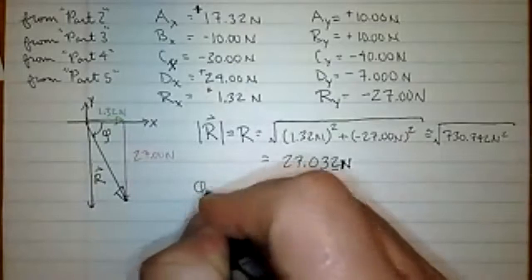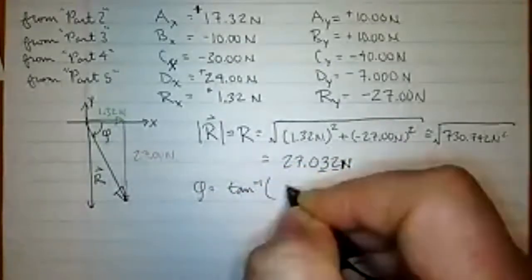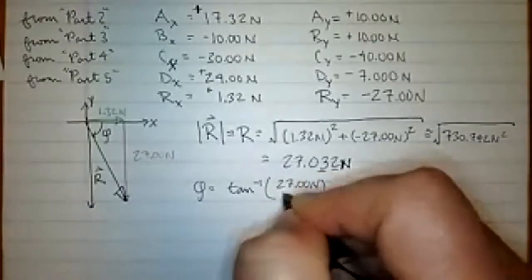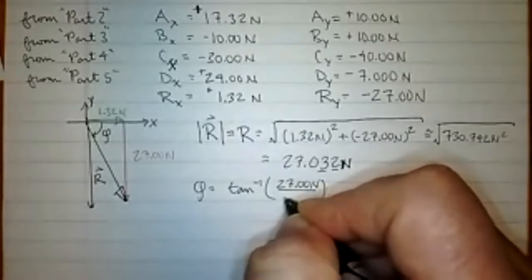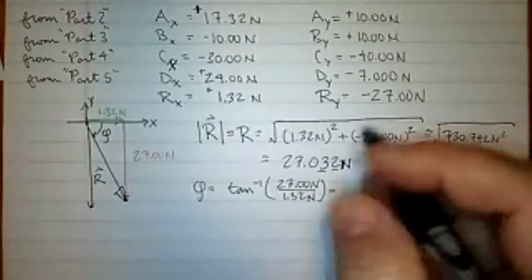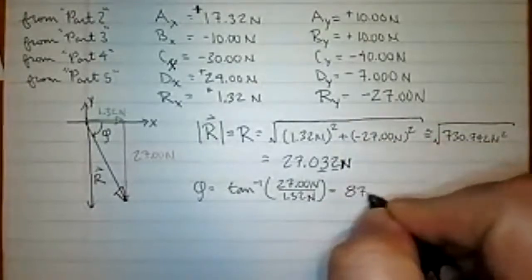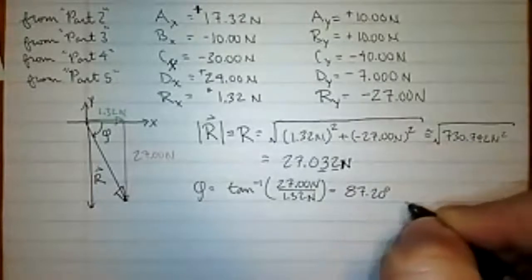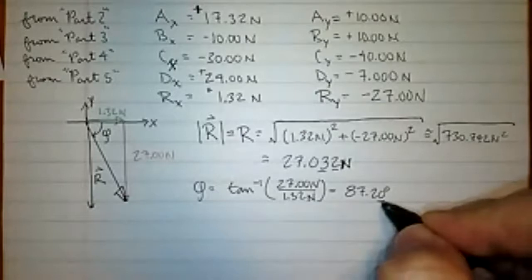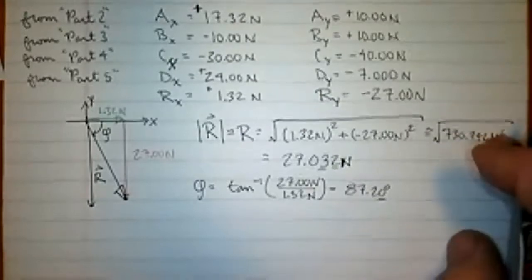So I'm going to say phi is equal to the inverse tangent of opposite, which is 27.00 newtons, over adjacent, which is 1.32 newtons. And when you take the inverse tangent of that, you end up getting 87.20 degrees. Of course, that's only 3 sig figs there, so technically we're only supposed to use it up to the 87.2 degrees. Okay, so how do we express this vector?